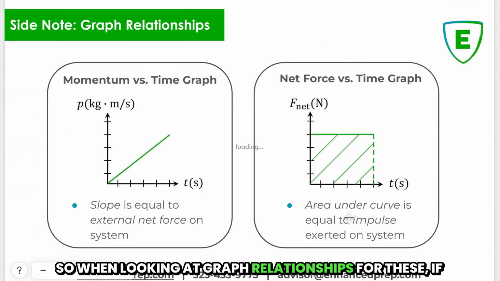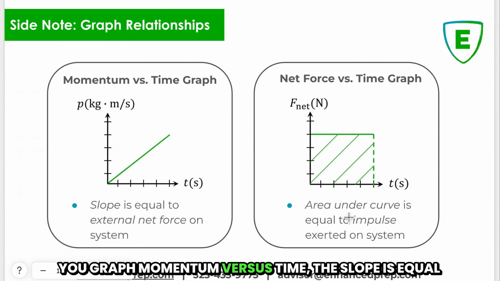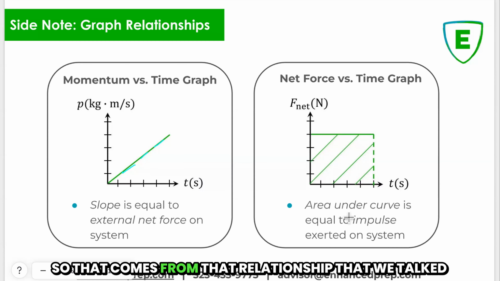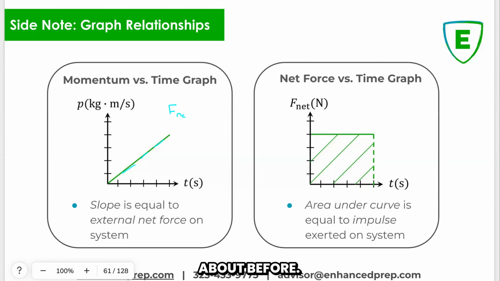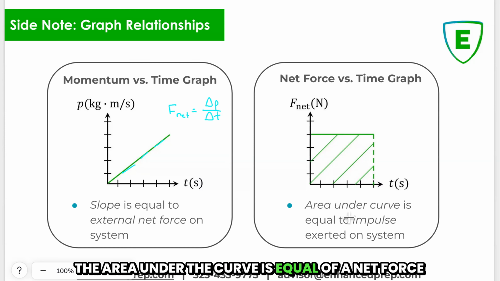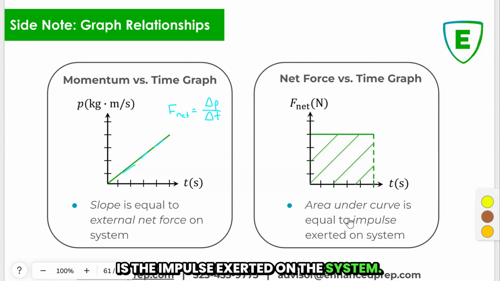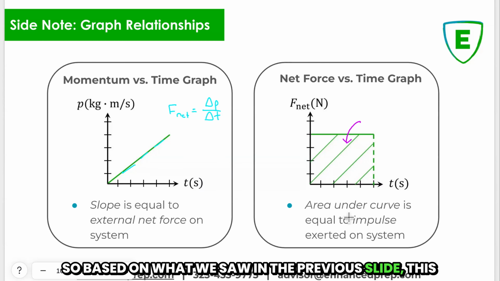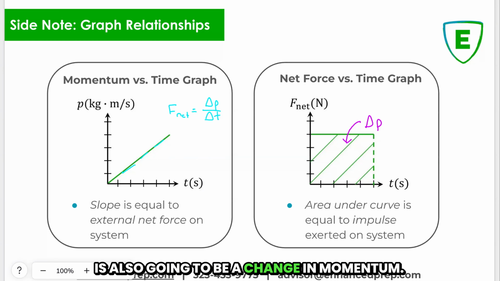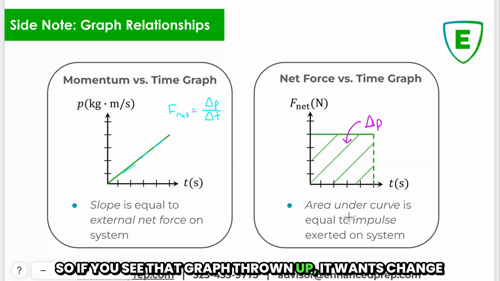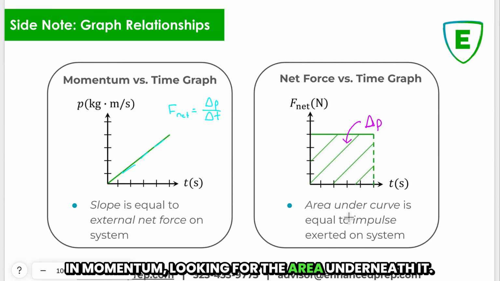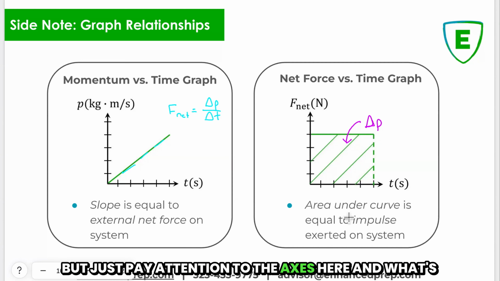All right. So when looking at graph relationships for these, if you graph momentum versus time, the slope is equal to the net external force. That comes from the relationship we talked about before: F net is delta P over delta t. The area under a net force versus time curve is the impulse exerted on the system. Based on what we saw in the previous slide, this is also a change in momentum. So if you see that graph, looking for change in momentum, look at the area underneath it. But just pay attention to the axes here and what's plotted on them.